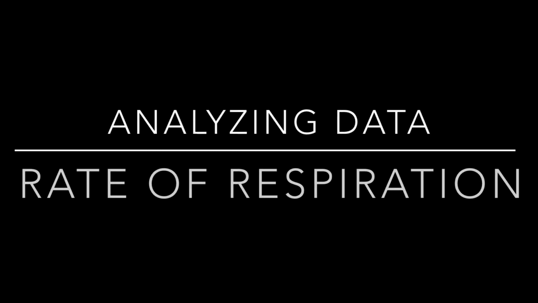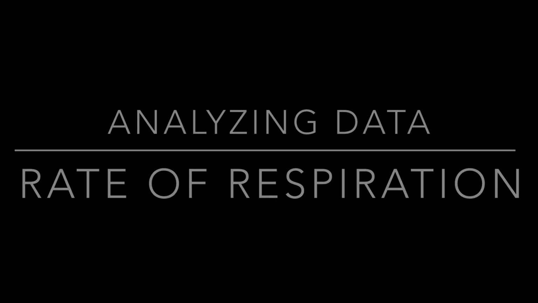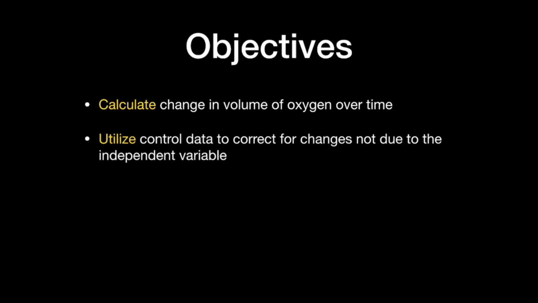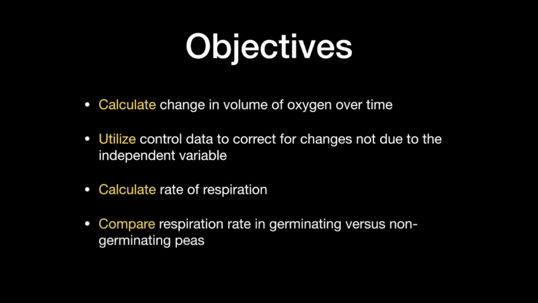So let's have a look at how you might analyse data from experiments measuring respiration rates in germinating seeds. In order to do this, in this video I'll show you how to calculate the change in volume of oxygen over time, how to use control data to correct for changes that are not due to the independent variable, how to calculate the rate of respiration, and finally we'll compare respiration rates.